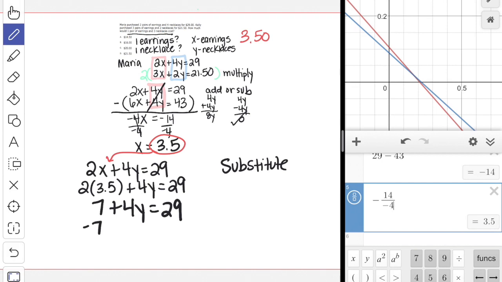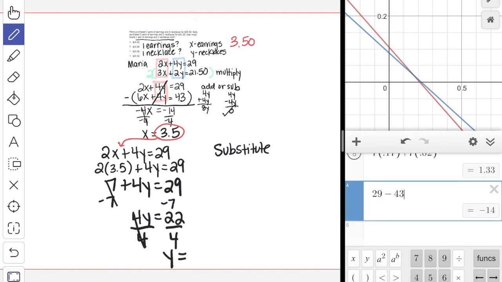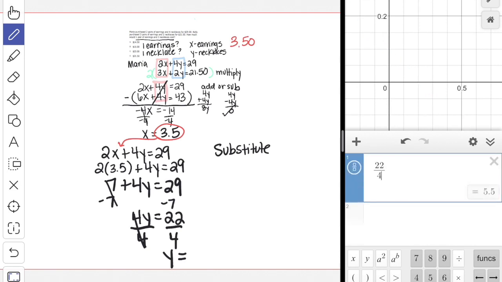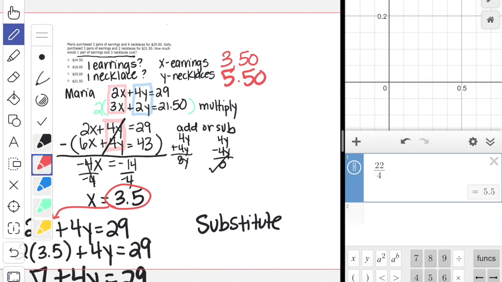So we're going to subtract 7. So 4y equals 22. And then we're going to divide by 4. So y equals $5.50. So we now know, after we have solved that, my y value equals $5.50.